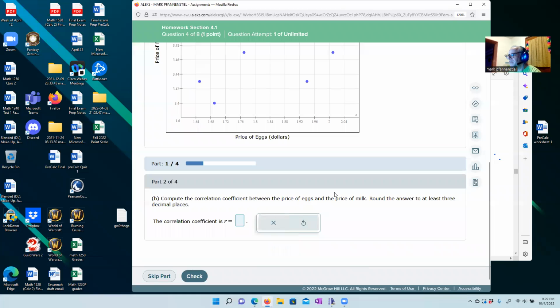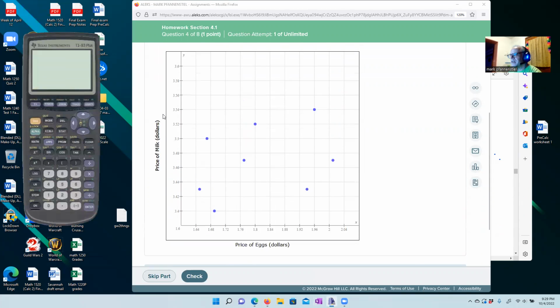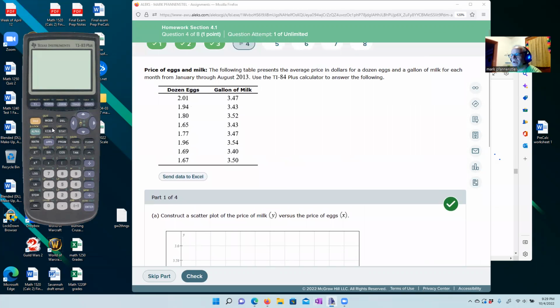Compute the correlation coefficient and round the answer to at least 3 digits. Great. So I'm going to go back up to the top here. We're going to go to stat. Turn it on. Go to stat. All I'm going to do is clear the list. I'd like to clear second function list 1, comma, second function list 2. Enter. Make sure my lists are cleared.